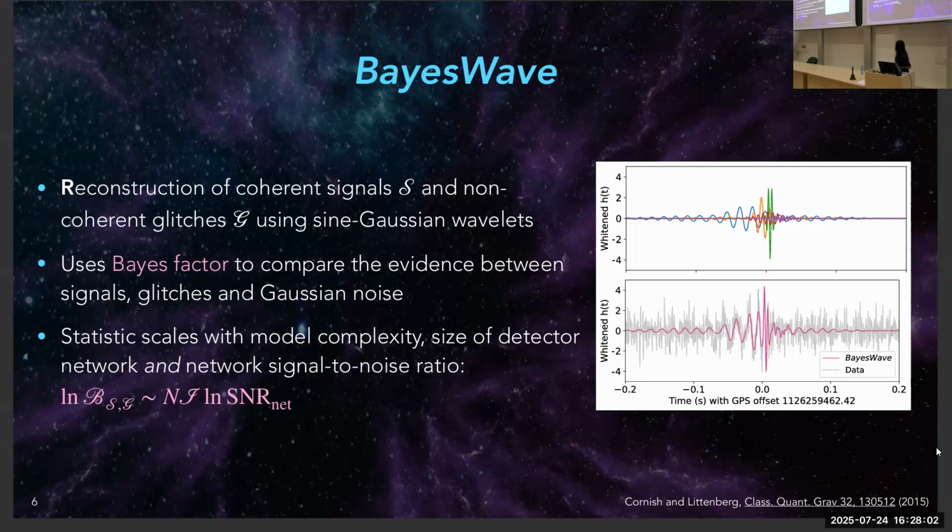But the good thing that comes out of it is we get to do a model comparison between a signal and a glitch model. And the detection statistic that's unique to BaseWave is that it doesn't directly scale with just the signal to noise ratio. It also scales with the model complexity, which gives us this extra layer of telling us how sure we are that this is a signal or a glitch.